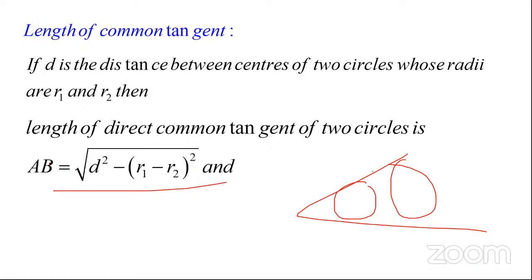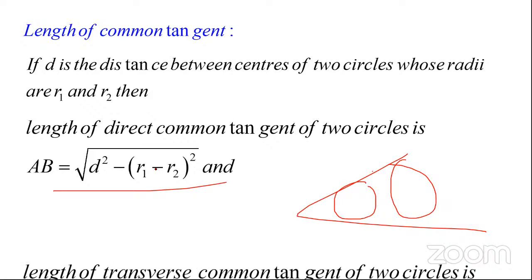So the length of the common chord of two circles, AB, is equal to under root of D square minus R1 minus R2 whole square.